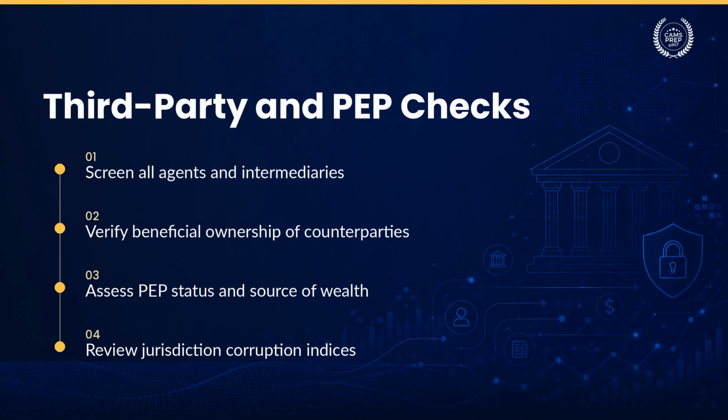Due diligence deserves special attention. You must screen all agents, consultants, and intermediaries, not just direct customers. Verify beneficial ownership of every counterparty. Assess PEP status and demand evidence of source of wealth. And review corruption perception indices for relevant jurisdictions. Enhanced due diligence, or EDD, is mandatory whenever a relationship involves a politically exposed person. This is not optional. Regulators expect documented evidence that you assessed and mitigated the corruption risk.